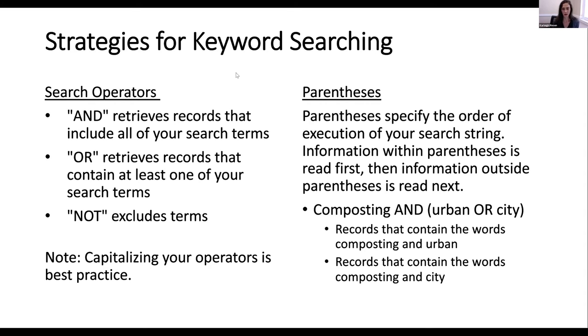The database is going to pull up any articles that are talking about urban or city on the record of the resource, and then it's going to be looking for composting as it relates to those. So your final search will have records that contain the words composting and urban, and also records that contain the words composting and city. This is a very small search string, but I have an example a little bit later on that will show how large these search strings can get when you're conducting a systematic review. So parentheses will be very important and helpful to your searches.